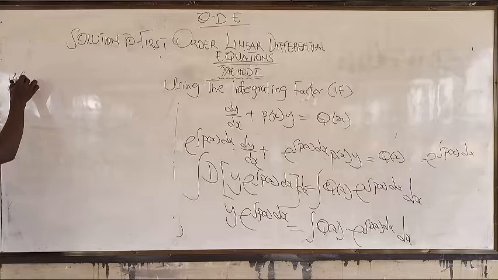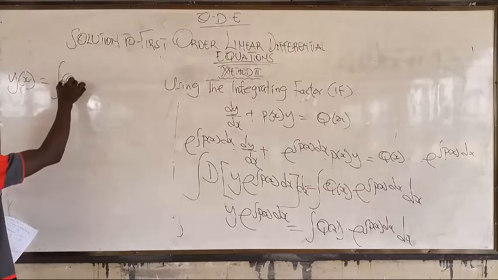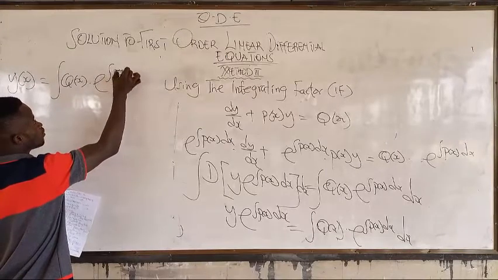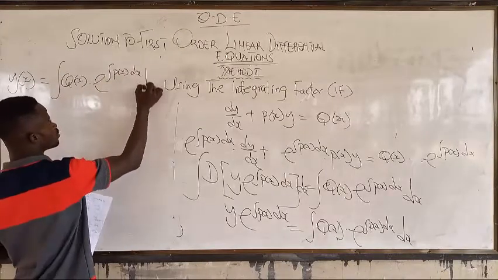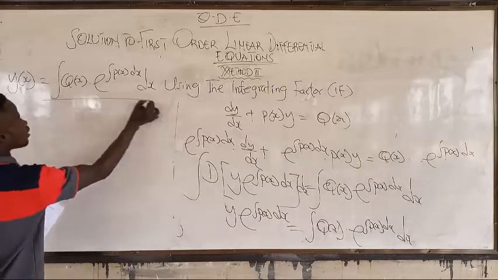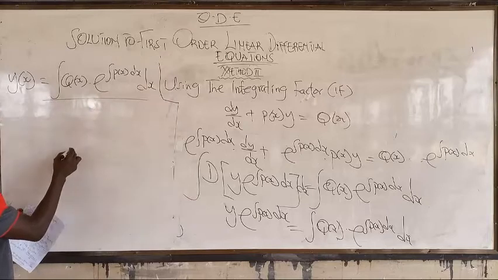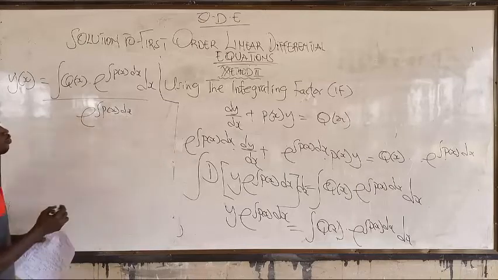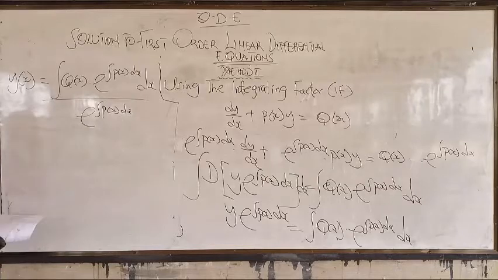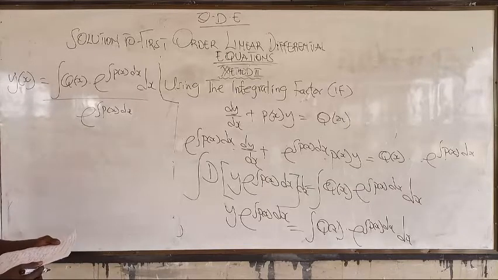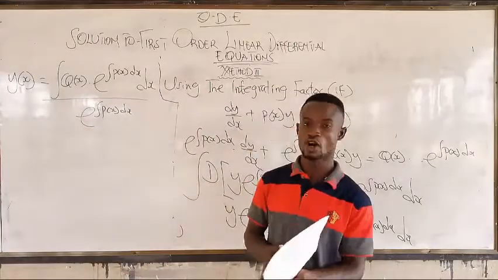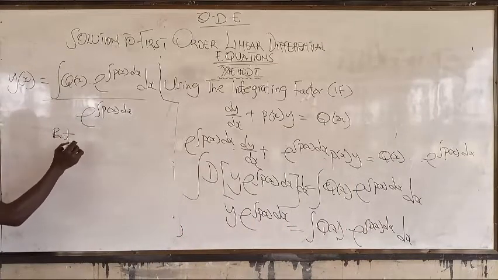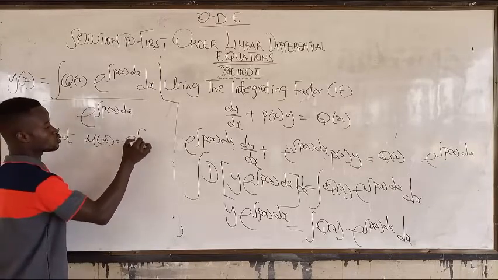So when you multiply 2 out, you get this integral of all this over e raised to the power p of x dx, and that is the integrating factor. So here you can say that, all right, from what we have here, the integrating factor is equal to this.